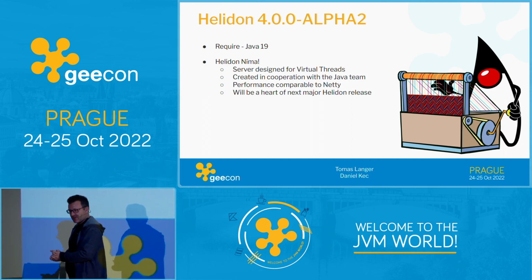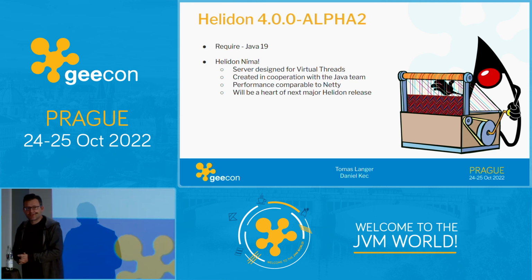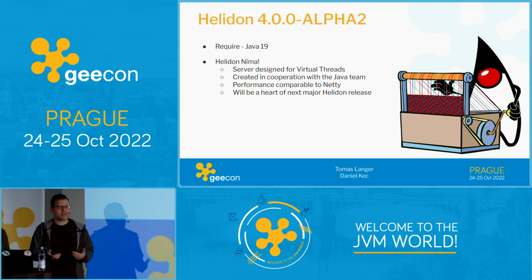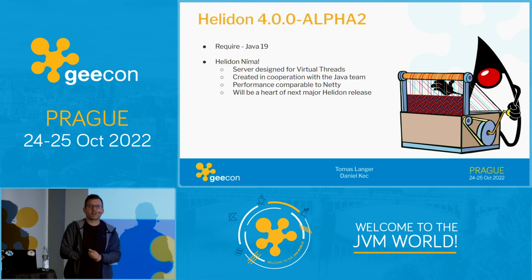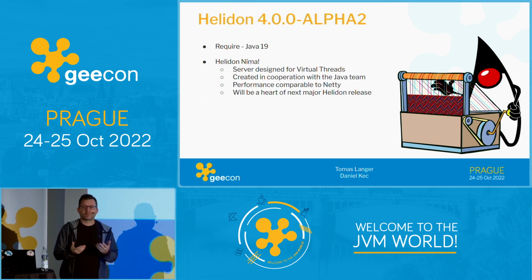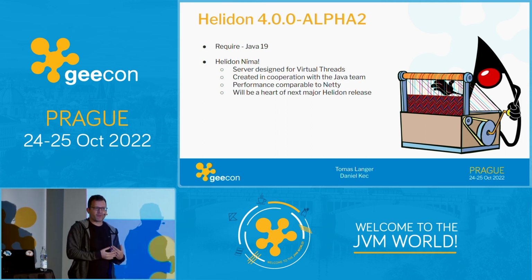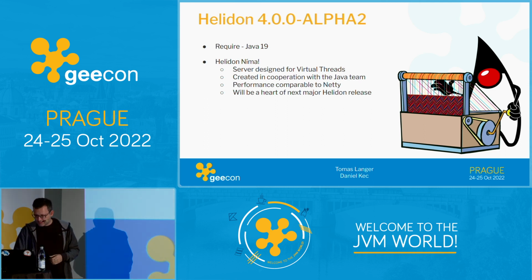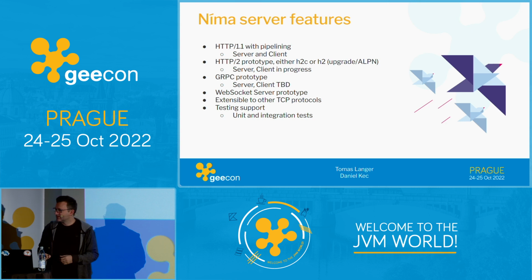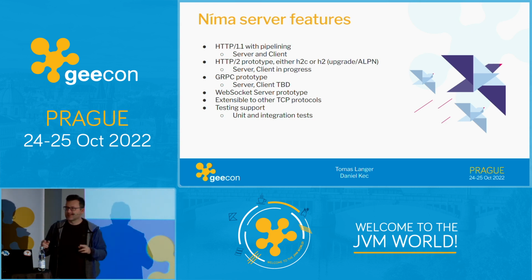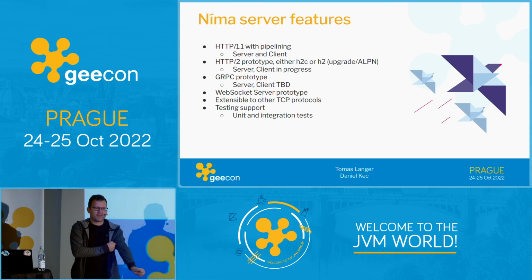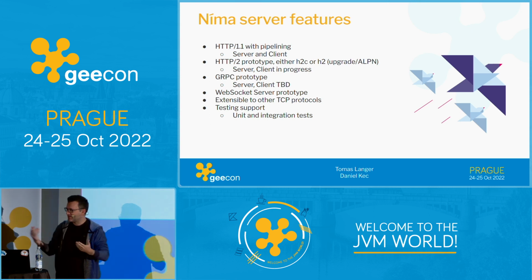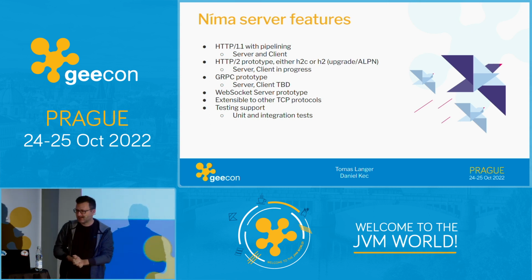We also plan to have it as the heart of our next major release, and this highly depends on the Java team and the availability of a long-term supported release with virtual threads as a production feature. Should be September 23. Fingers crossed. We cannot influence when that happens, but definitely we hope for version 21.